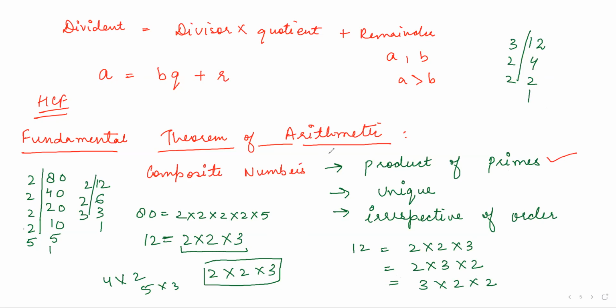So these are the three things which the fundamental theorem of arithmetic tells you: first of all, any number can be broken down into a product of primes, and it is a unique representation, and the order is not important. So let us see what kind of questions can be asked from this.